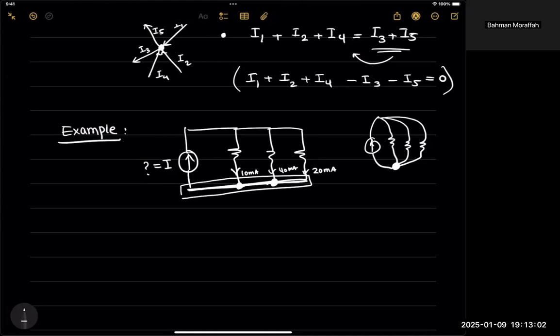And we know whatever goes in should come out. So this I over here is actually coming out. So I is equal to whatever is going in. These three currents are going in, so it's 10 milliamps plus 40 milliamps plus 20 milliamps, which is 70 milliamps, right? Very, very simple. Let's do one more example.